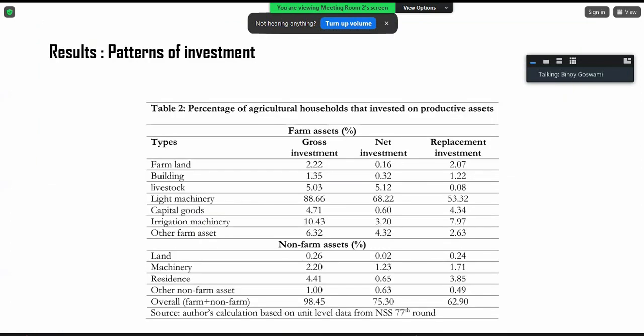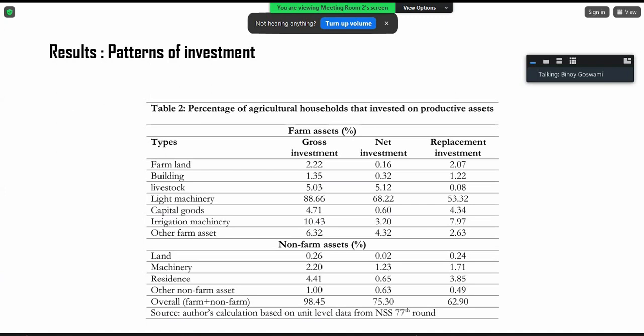Okay, now I present my results. If you look at the patterns of investment, here I have the percentage of agricultural households that invest in productive assets. You can see 98% of the households did some sort of investment, either net or replacement investment. So in terms of gross investment, the percentage of households that invested was 98%. But net investment is about 75% only.